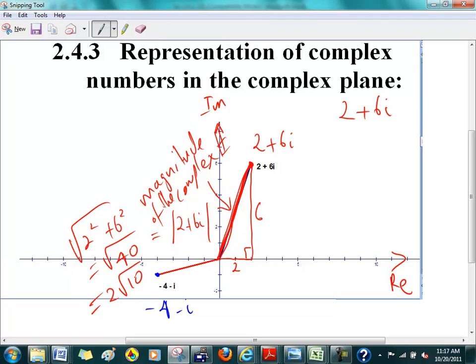Are you guys there? You get complex numbers? You get the magnitude and all that stuff? Yes? No? Okay. Then find me the magnitude of this blue complex number.